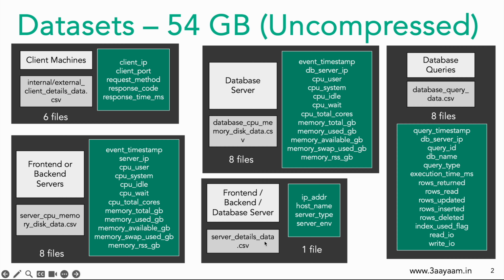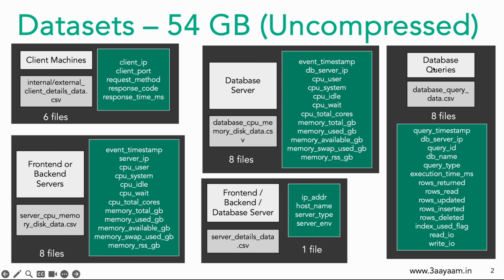Then we have server details data. There is only one file. It contains the information about the IP address of the server, what the server type is, what the server environment is. Server type will mention whether it is a database server or application server or front-end server, etc. Server environment will tell you whether it is a POC server, a staging server, production server, and so on.